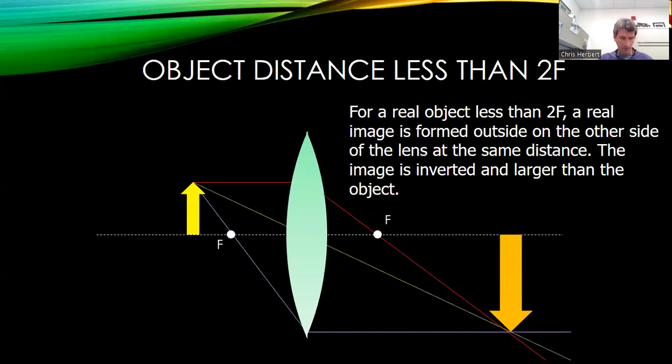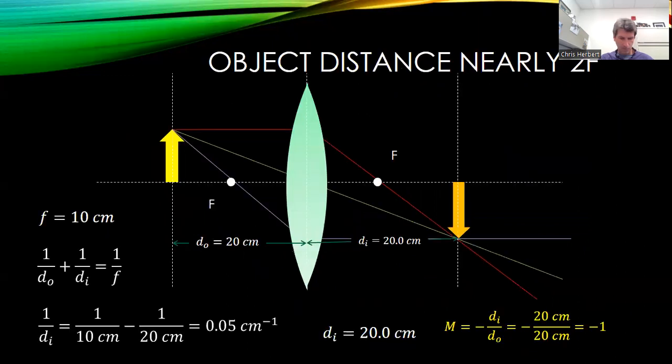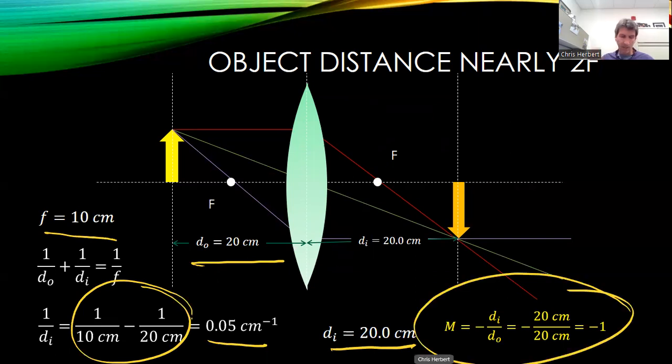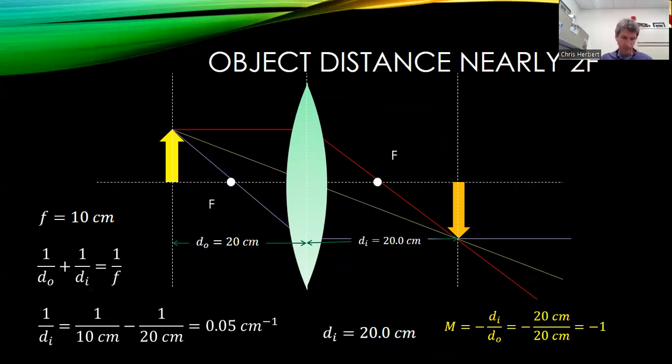Okay, here we go. I guess I mixed up some of my slides. Again, focal length of 10 centimeters. We've now pushed this to 20 centimeters. 1/10 minus 1/20 is 1/20. That gives me 0.05. The inverse of that is 20 centimeters. So as you might have guessed, at twice the focal length, our image is still inverted, but it's going to be the same size as the object.